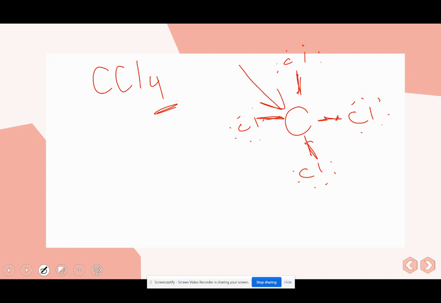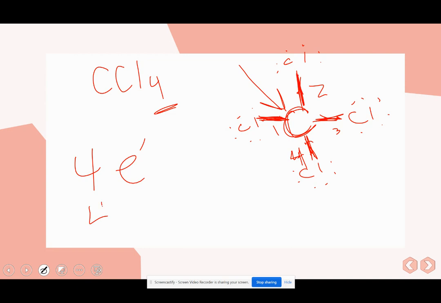So I look at my central atom, that carbon. How many sides have electrons around it? Well, I have electrons here, here, here, and here. That is 1, 2, 3, 4 sides surrounded by electrons. So because I have 4 areas of electron, the next thing I need to look at is how many of those are bonded or lone pair. Well, if I look at this, they're all bonds.